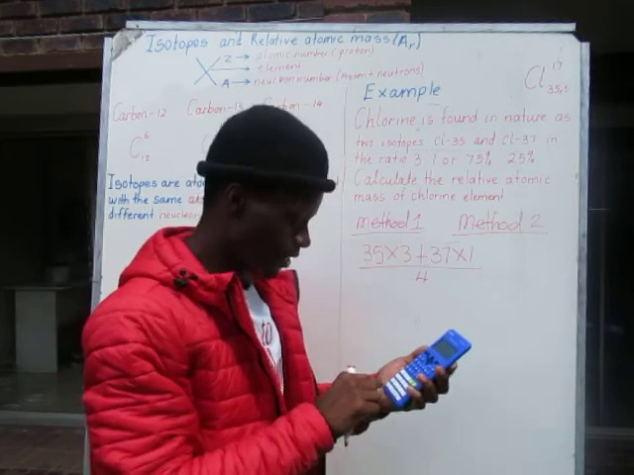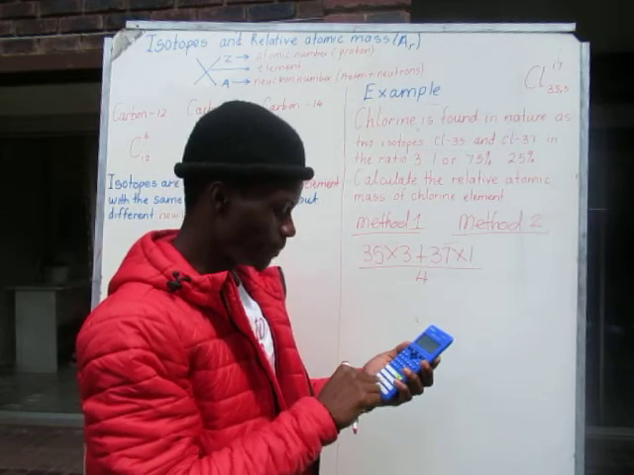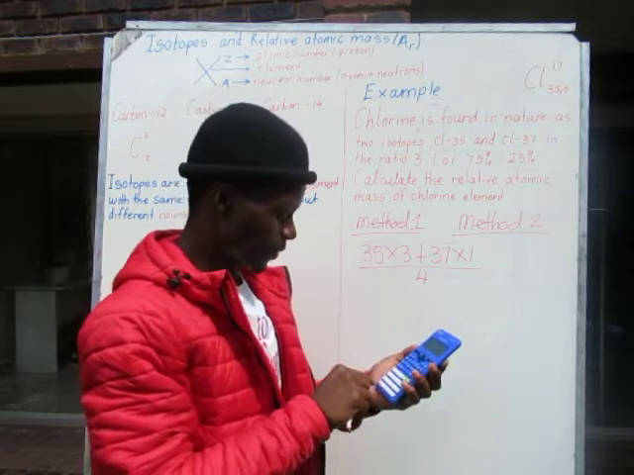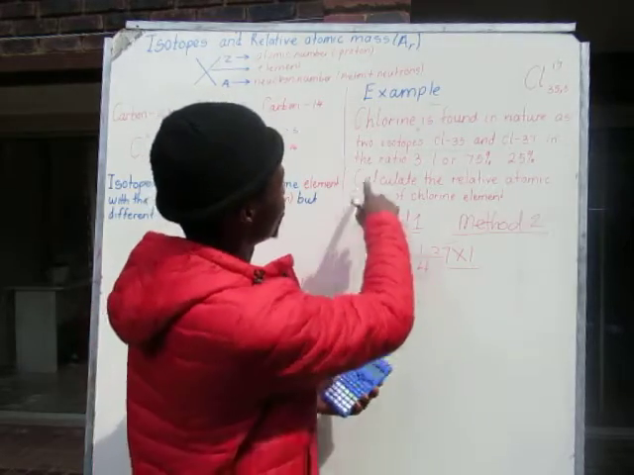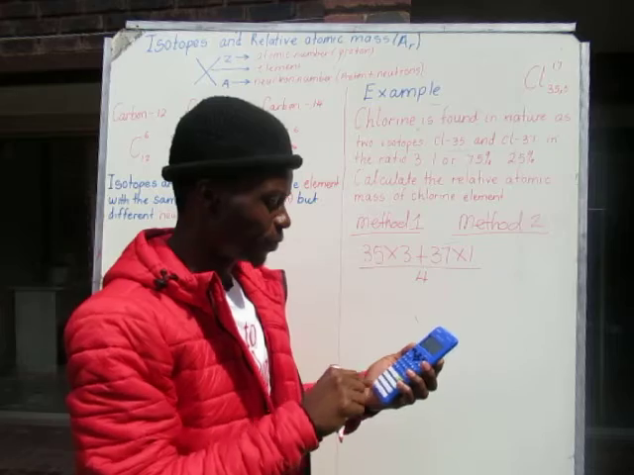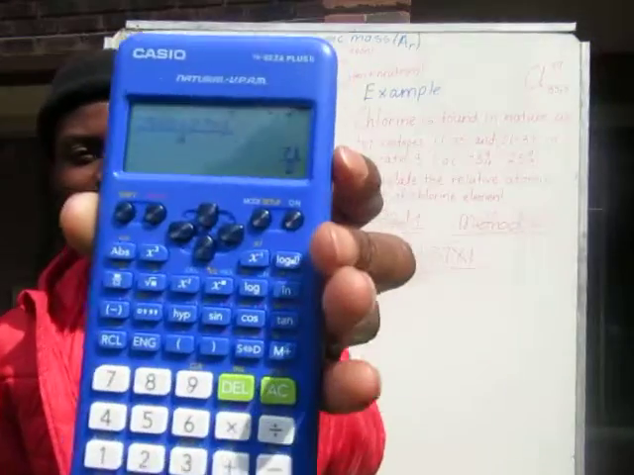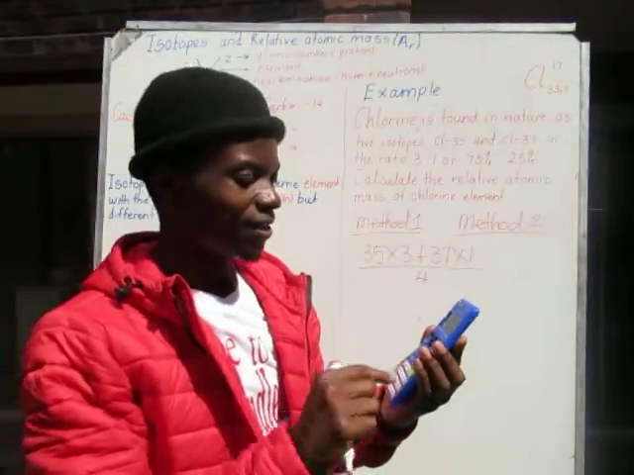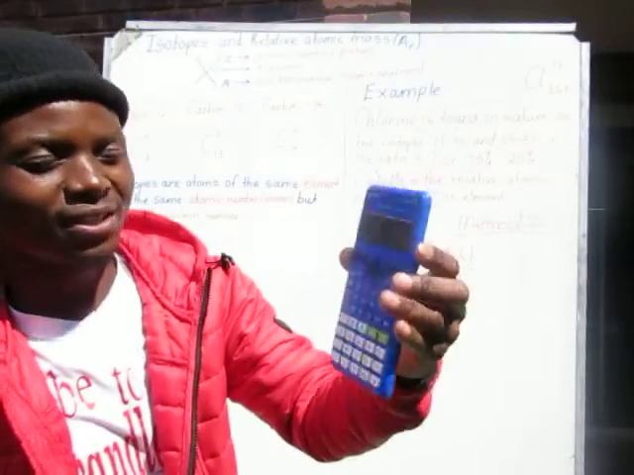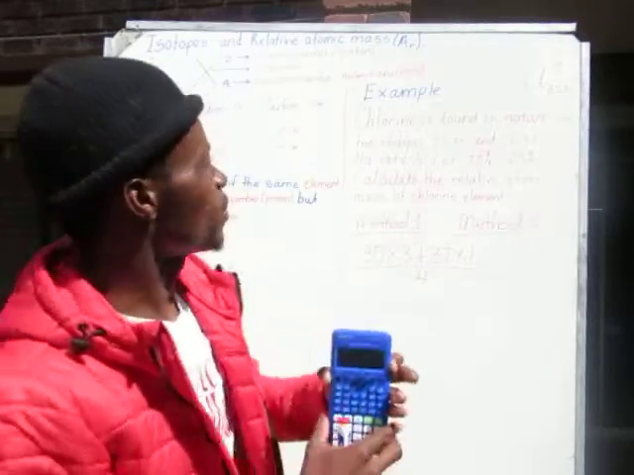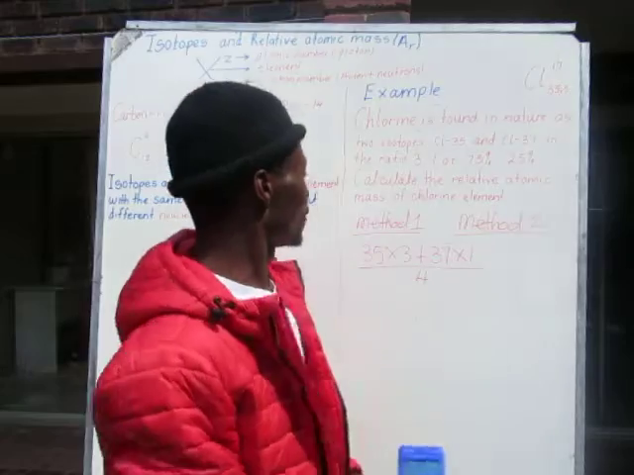We have 35 times 3 plus 37 times 1 divided by the total number of the ratio being 4. So we get 71 over 2. When you write it as a decimal, then there we go. We have 35.5. That's why on the periodic table we see the value 35.5.